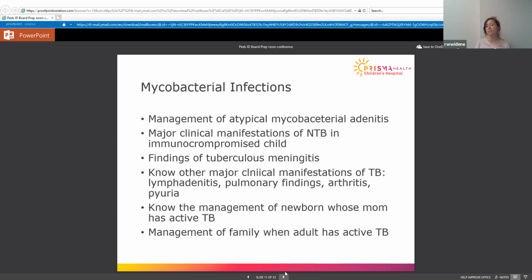Oh, and I skipped over findings of TB meningitis. Who here in the room has seen TB meningitis? That will mess your kid up. So yeah, that's bad. So always think of TB meningitis in your kid who came into the PICU. Where are you going to do fellowship? Oh, okay, so pay attention.